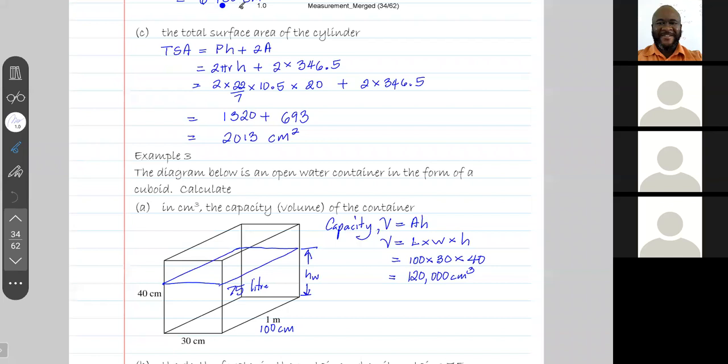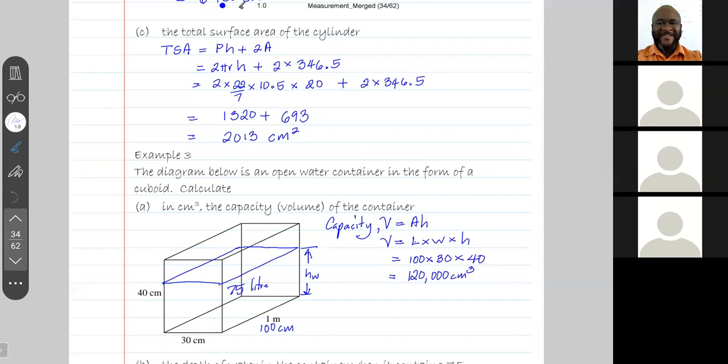All right. So a liquid, guys, takes the shape of its container. Now, the shape of the container is a cuboid, so the liquid is also a cuboid. Guys, what is the length of the container? The length of the container is 100. What is the width of the container? 30 centimeters, very good.